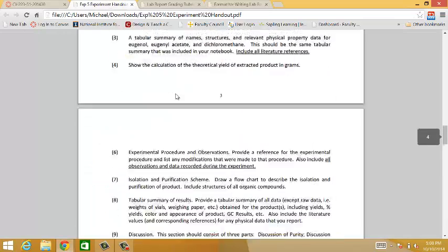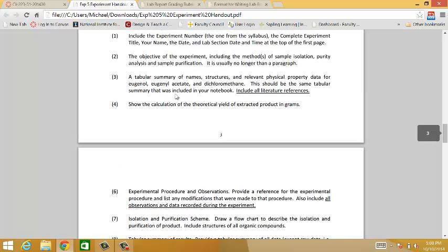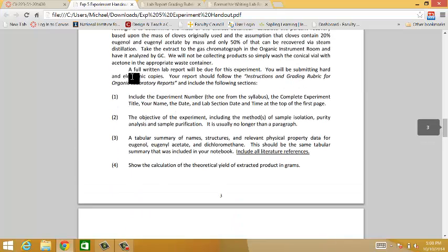If you go to the end of the experiment 5 handout, it says a full written lab report will be due for this experiment. So your report should follow the instructions and grading rubric for organic lab reports, which are the two files that I just showed you a moment ago.